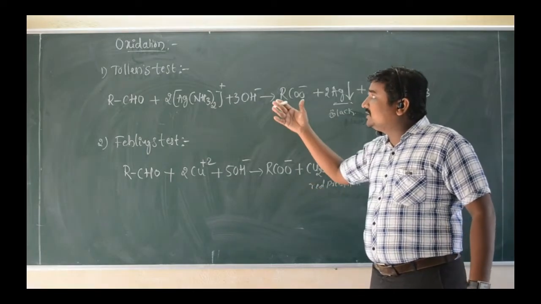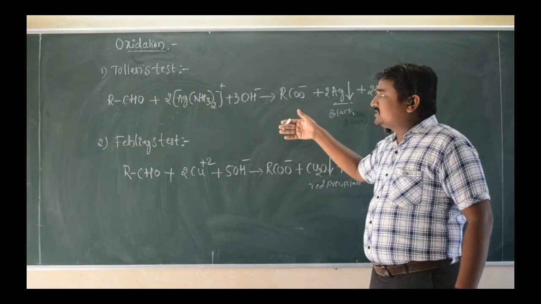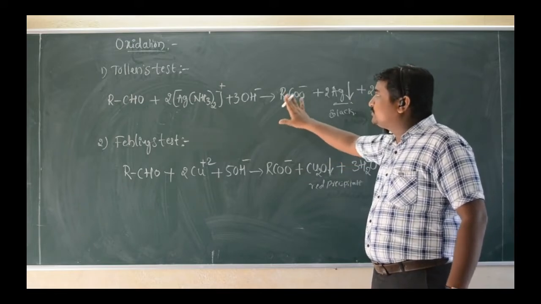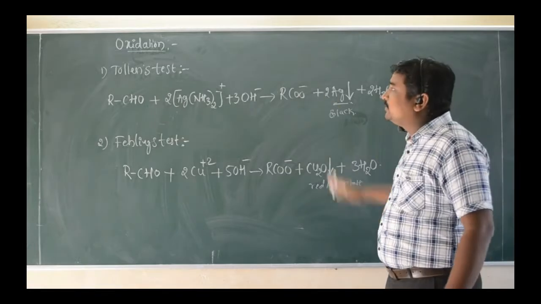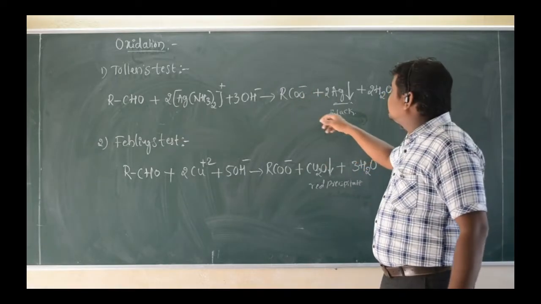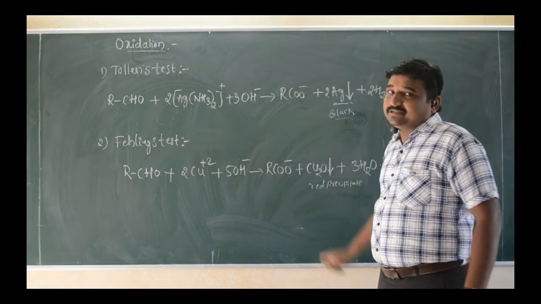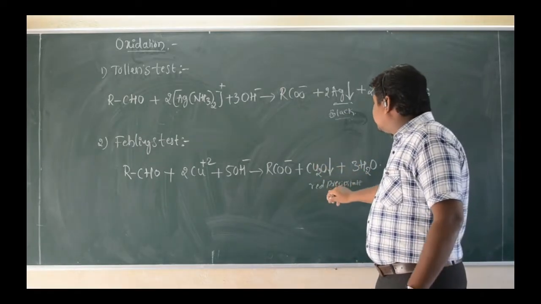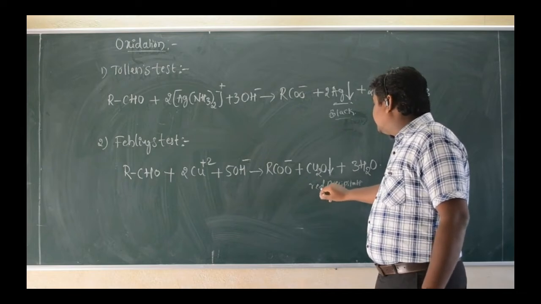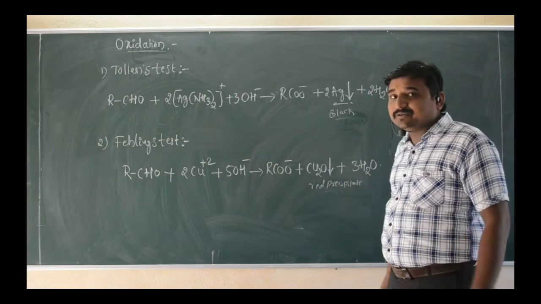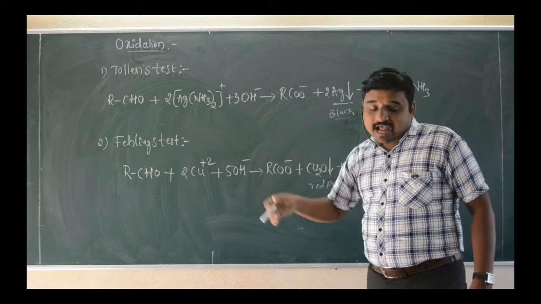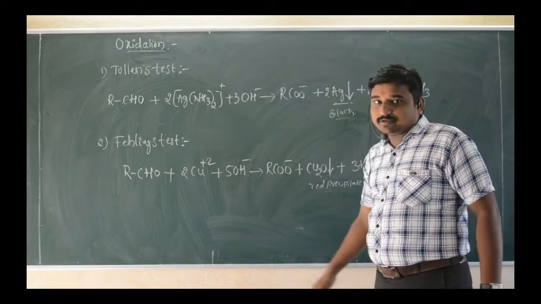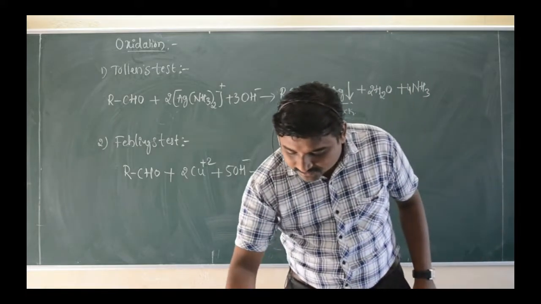So these are the two important tests, the Tollens test and Fehling's test, which are used to distinguish aldehydes and ketones. In the Tollens test, there is production of a black precipitate of silver or a silver mirror. In Fehling's test, there is production of cuprous oxide, a red precipitate, which indicates the presence of an aliphatic aldehyde, but not an aromatic aldehyde. So these are the two important oxidation reactions.